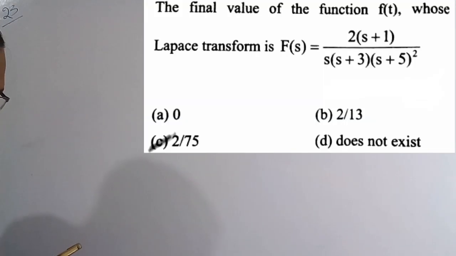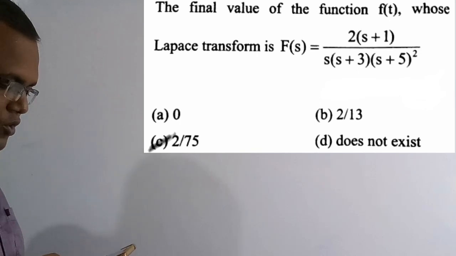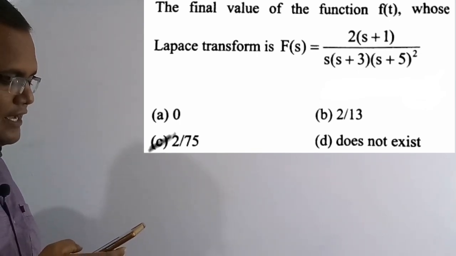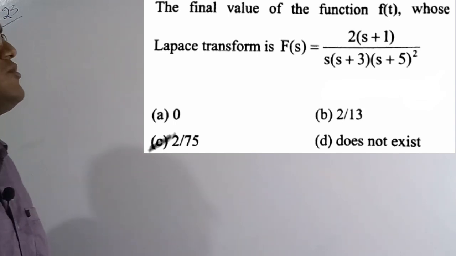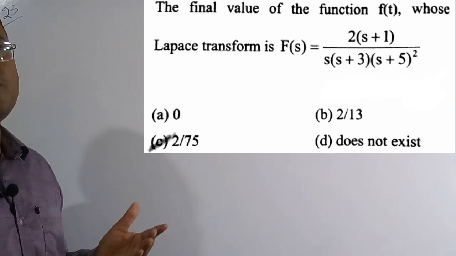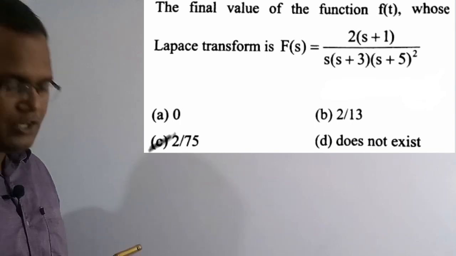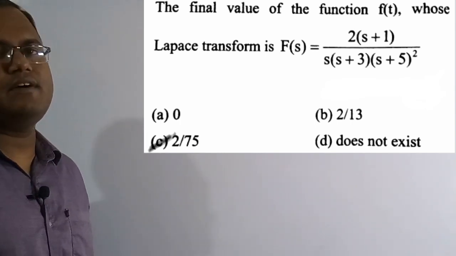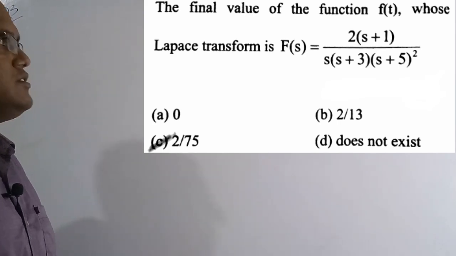So now we are going to solve the 23rd question. The final value of the function f of t, whose Laplace transform is F of s equal to 2 into (s plus 1) by s into (s plus 3) into (s plus 5) whole squared. For this Laplace transform we have to find the final value. Option A, 2 by 75, is the correct solution of this question. So let's solve this numerical.